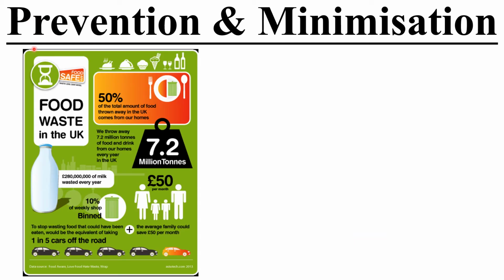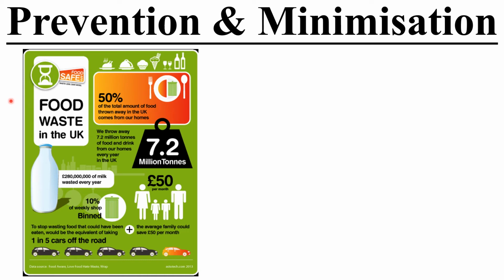So let's just look at each of the stages. So prevention and minimisation. We talked about coffee cups and how it's difficult to recycle them, but also food waste is a big problem in the UK or all over the world, I suppose. £280 million worth of milk is wasted every year. 10% of the weekly shop is binned. Apparently, the average family could save £50 a month. 50% of the total amount of food thrown away in the UK comes from our homes.